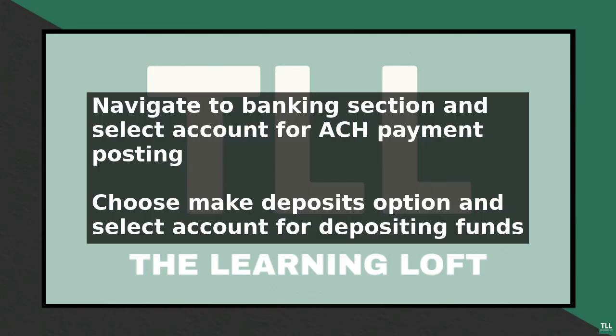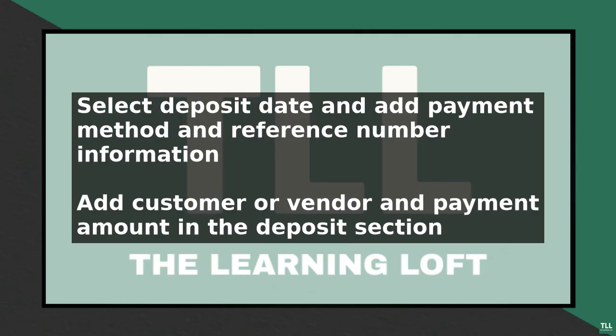You can also add multiple payments at once by clicking the Add Multiple Deposits button. This will allow you to add multiple customers or vendors and their corresponding payment amounts. Once you have added all the payments, click Save and Close. The ACH payments will then be posted to the selected account and will be reflected in your QuickBooks balance.